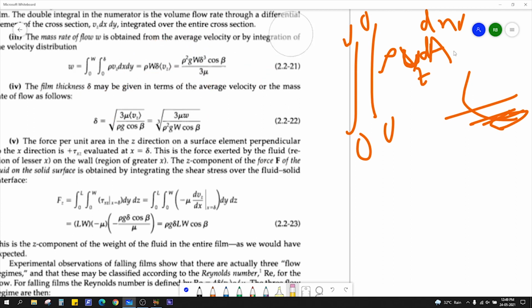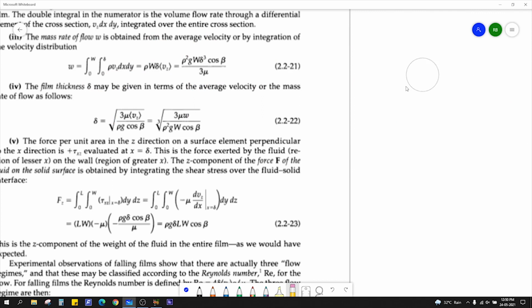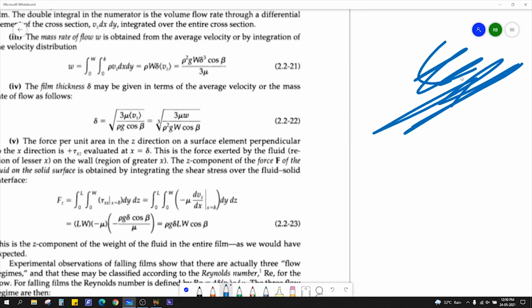Lastly, we'll find the force. What is the force on this solid surface because of the fluid? That is nothing but the shear stress in the x direction, tau xz, right? It was maximum at this surface, so you have to integrate it. So tau xz is a function of your yz area, because the shear stress is applying for flow in this direction, but the force is applying in this direction. So what is this area?